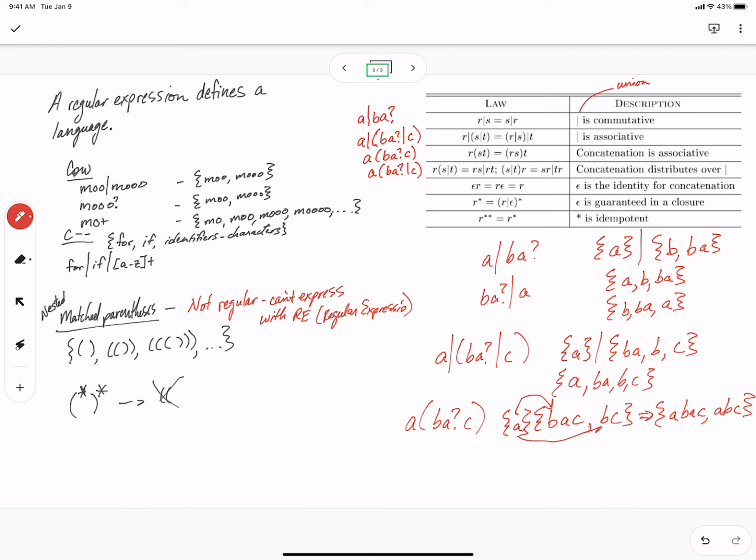And the associativity of the concatenation operator just means that we can concatenate A to BA question mark first, and then tack C on to the end.